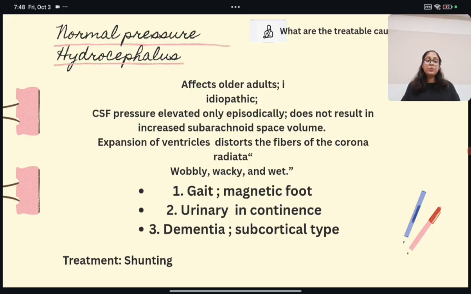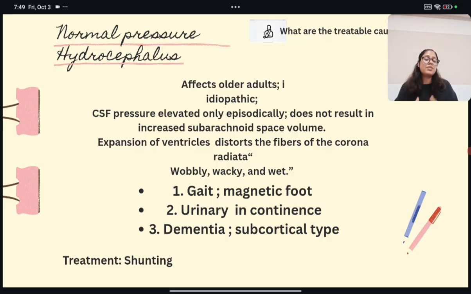Now, you would have heard about normal pressure hydrocephalus, and this is usually in older adults. The reason we don't know, and hence we call it an idiopathic condition, and the CSF pressure is elevated but episodically. It's not always high, and hence we name it normal pressure hydrocephalus. It does not lead to an increase in the subarachnoid space volume.